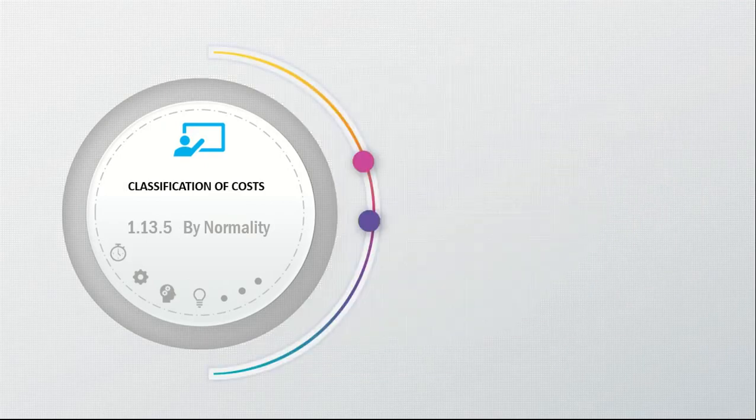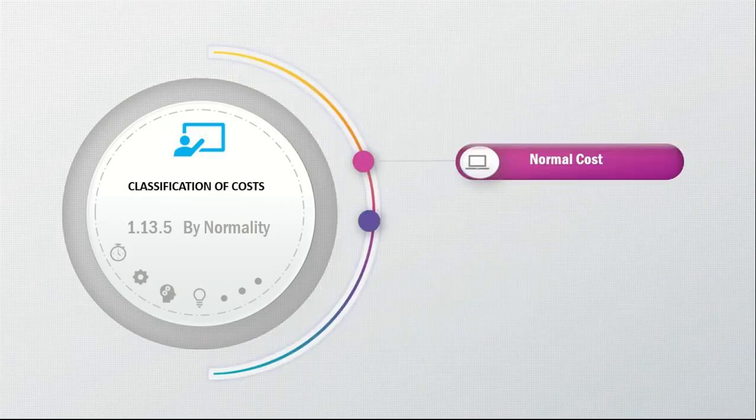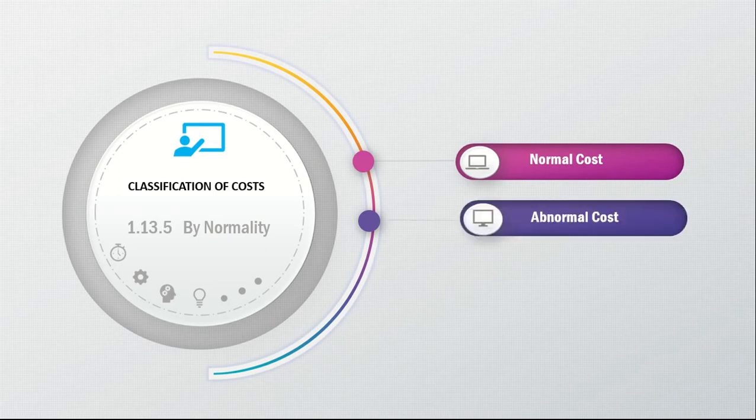On the basis of normality, cost can be categorized as follows. A. Normal cost: it is the cost which is normally incurred at a given level of output. B. Abnormal cost: it is the cost which is not normally incurred at a given level of output.